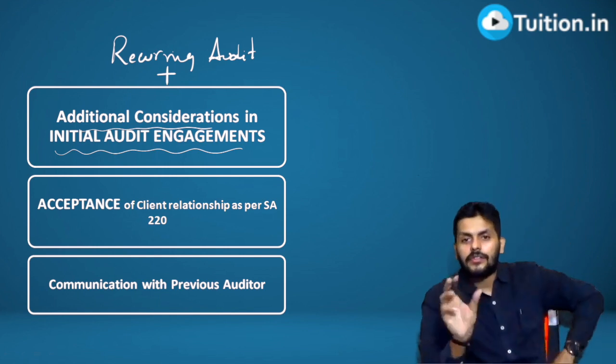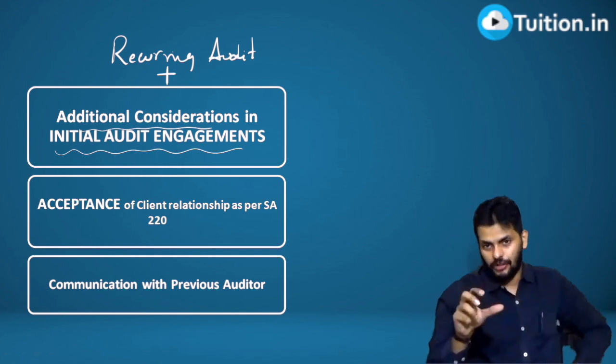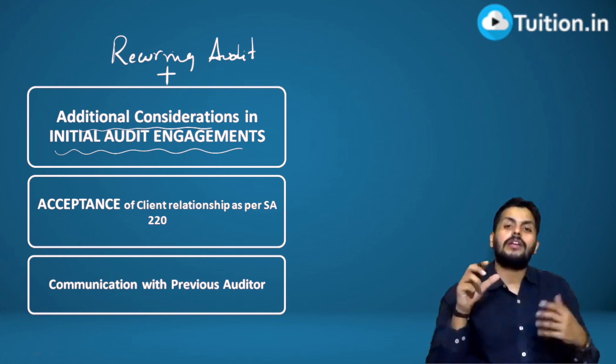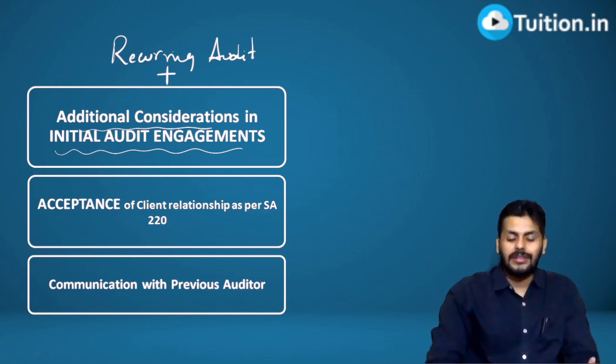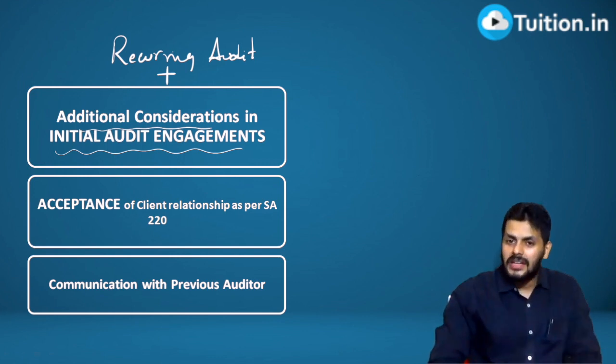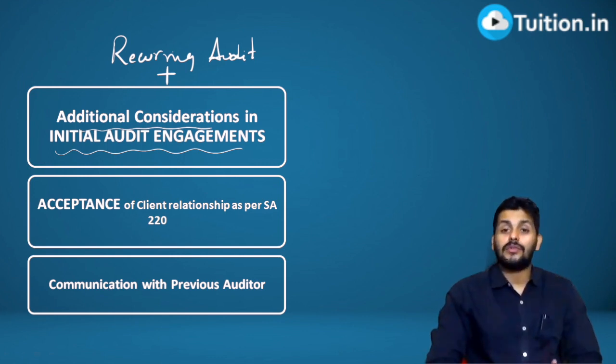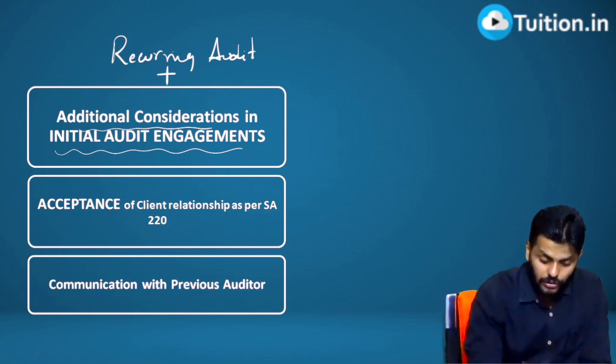Remember, sometime back we discussed this term called continuance of client relationship. Now, to be very honest, continuance of client relationship doesn't make any sense for a simple reason that this is the first time you've taken up an audit. So when this is the first time you've taken up an audit, how will you use the word continuance? That is exactly why we're using the word acceptance of a client relationship.